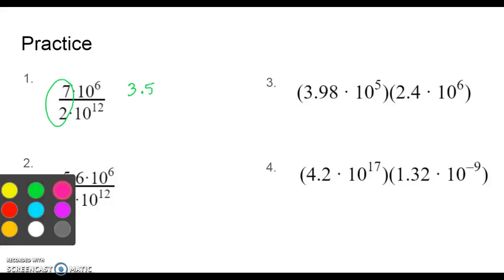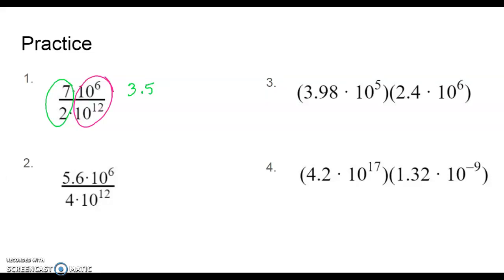Our second step is to divide our powers of 10. So 10 to the 6th divided by 10 to the 12th. We subtract those exponents. So 6 minus 12 is negative 6. So my final answer would be 3.5 times 10 to the negative 6th power. My first term, my coefficient, is between 1 and 10, so nothing needs to change or be fixed in this answer.